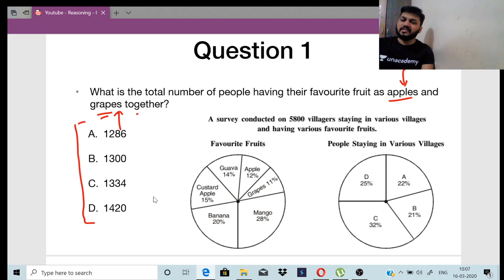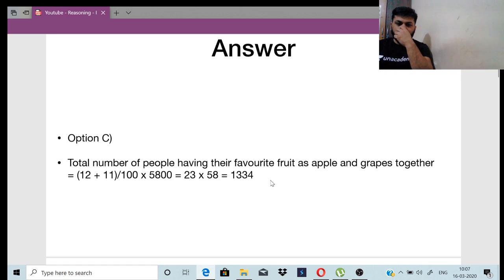What have they asked in the question? The number of people with apples and grapes together. What is the percentage of apples? It is 12%. What is the percentage of grapes? It is 11%. We have to combine both. So which is the right answer? It is option C. Total number of people having their favorite fruit as apple and grapes together.